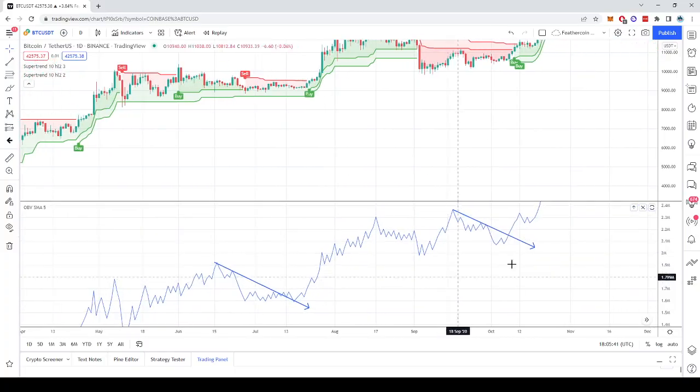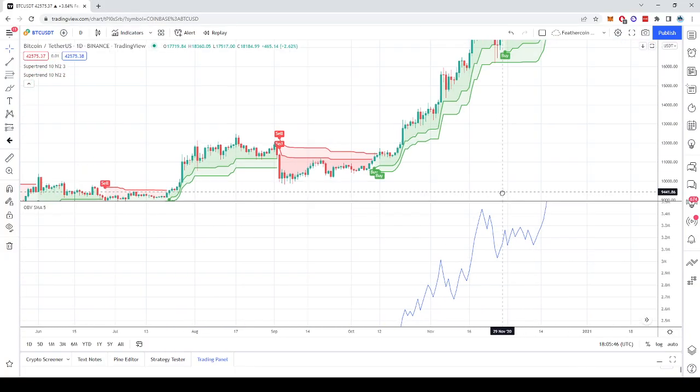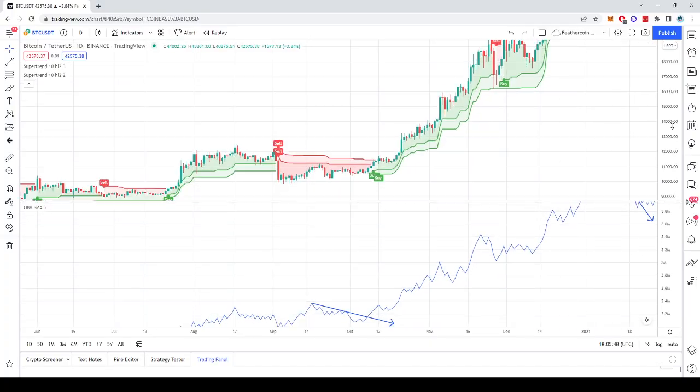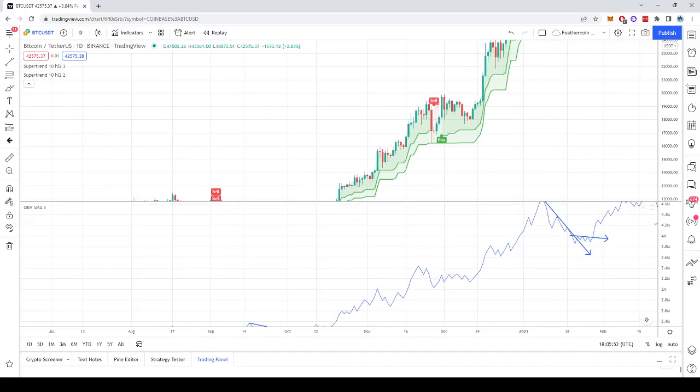I could probably do a whole other video about these bottoms and V spikes, but for now I think that should give you a basic idea of what I'm looking for in a chart with bottoms and reversals using SuperTrend and OBV.